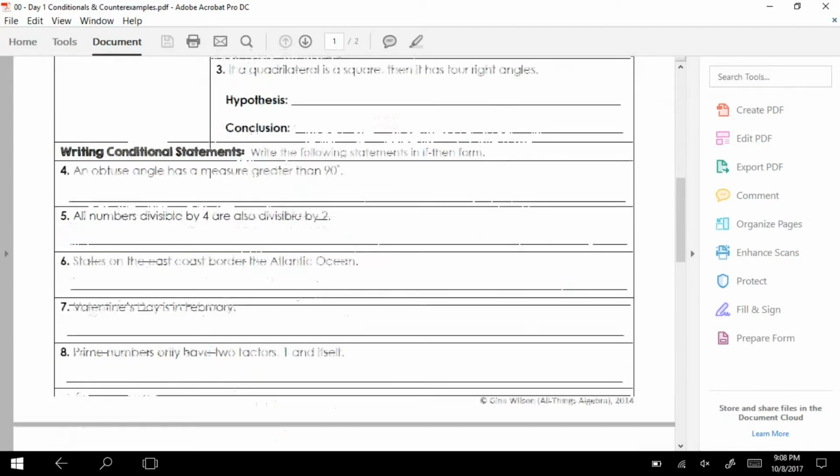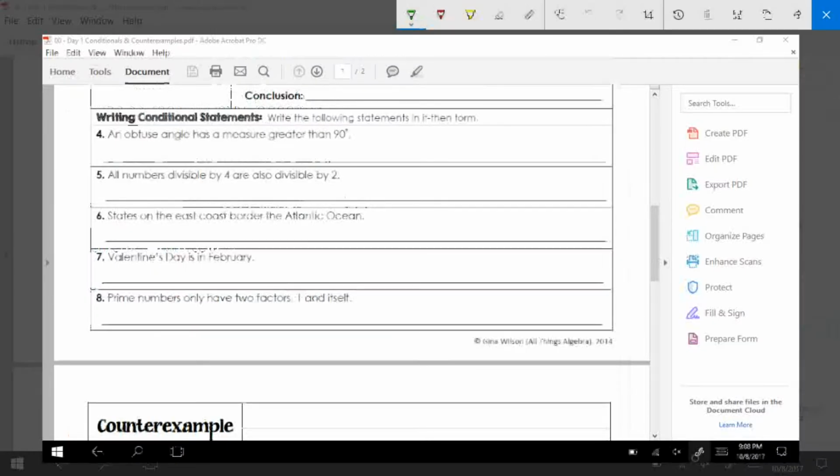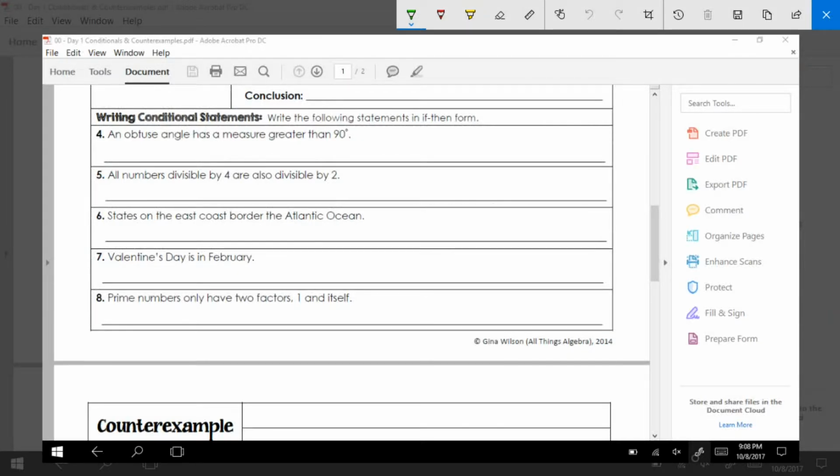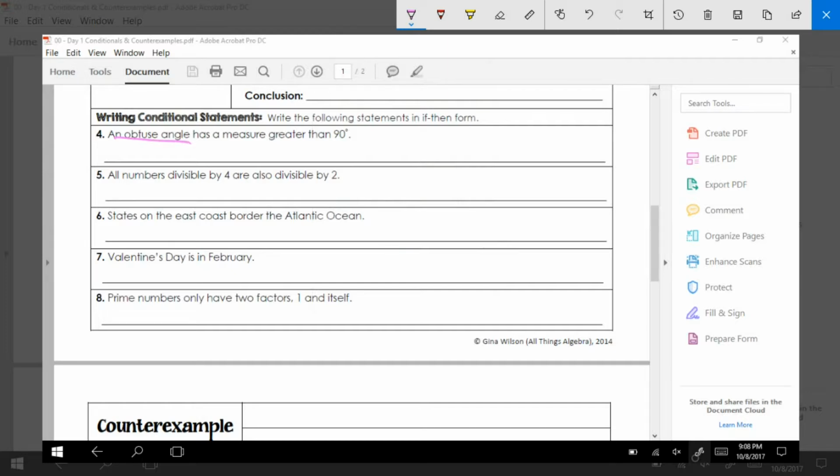So now we're going to be writing conditional statements. We're going to write our following statements in the if-then form. So they give you a sentence and you're going to change it to a conditional statement, so if P then Q, or the if-then form. So let's look here. An obtuse angle has a measure greater than 90 degrees. Let's look at the first section they gave us. They said an obtuse angle. So let's write it like this.